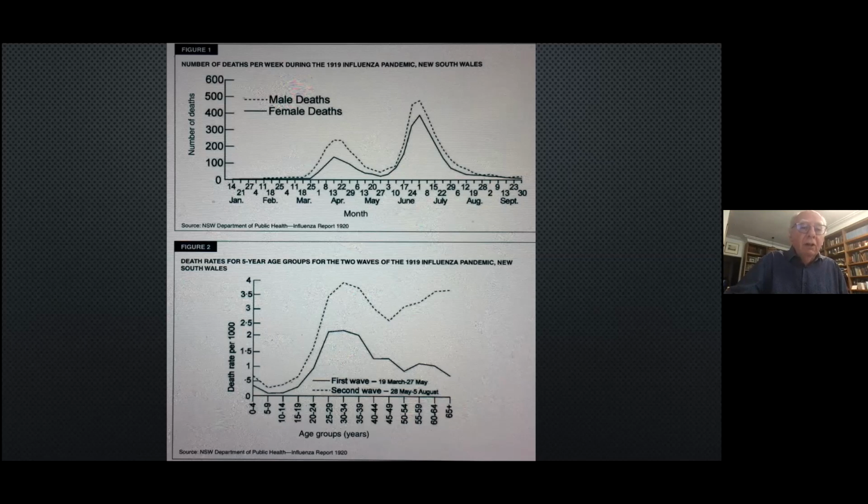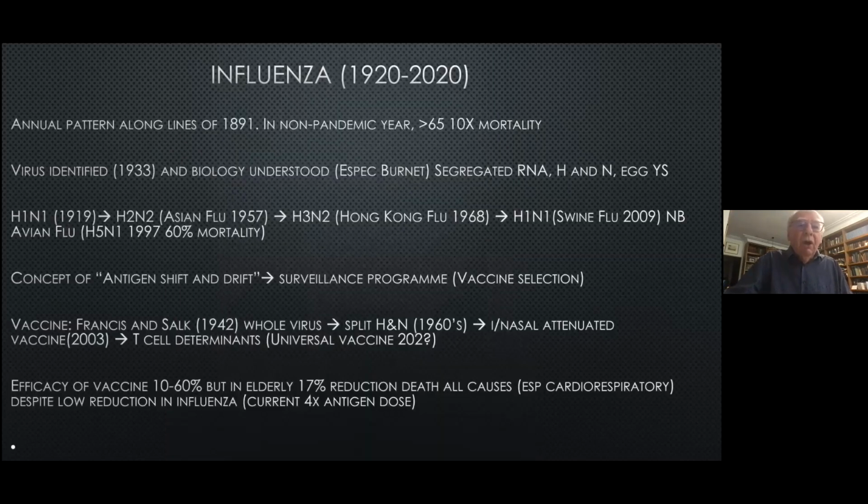COVID-19 has a lot of similarities to flu in terms of the way it travels through the body, but it also has differences. Now, time doesn't really allow me to go into how flu evolved over the next 100 years, 1920 to 2020, but it's never gone away. It changes from year to year.